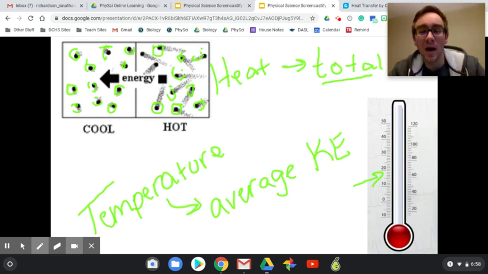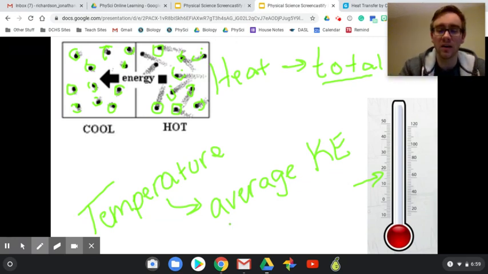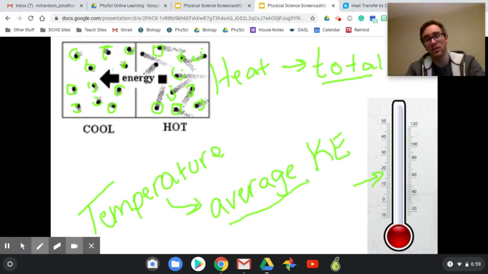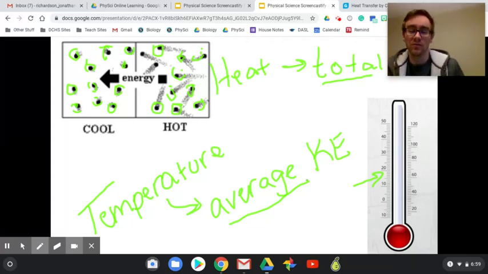It's about how much kinetic energy each particle has, which is a much more valuable measurement when we're talking about heat energy. So there's the difference. We have total energy, which is heat energy, and average kinetic energy of the particles. And we use temperature scales.